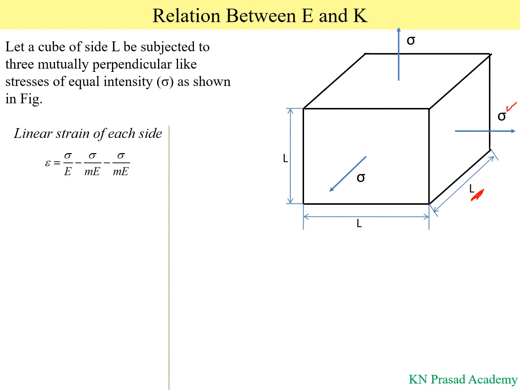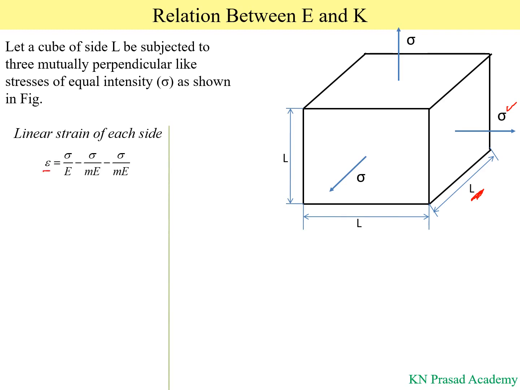Next we have to calculate the linear strain of the cube, let us consider it epsilon. We know that epsilon equals sigma 1 by E minus sigma 2 by mE minus sigma 3 by mE. Here sigma 1 equals sigma 2 equals sigma 3, which equals sigma. Then we write the linear strain epsilon equals sigma by E minus sigma by mE minus sigma by mE.